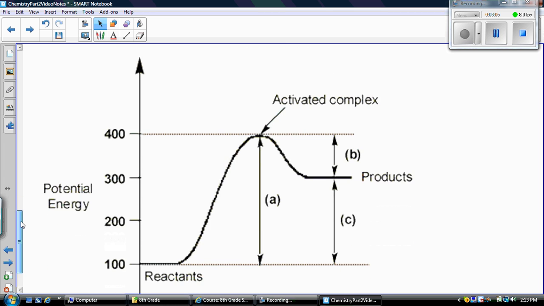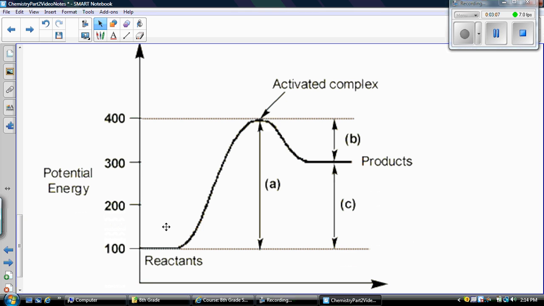So what happens here is the reactants, when they react, that potential energy gets absorbed into the products as well as some of the energy from the atmosphere.